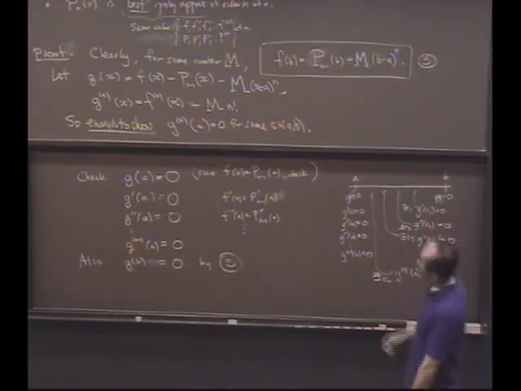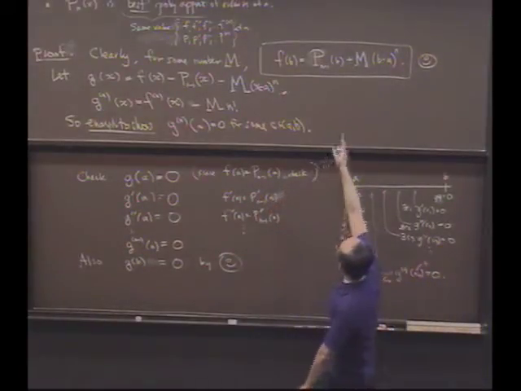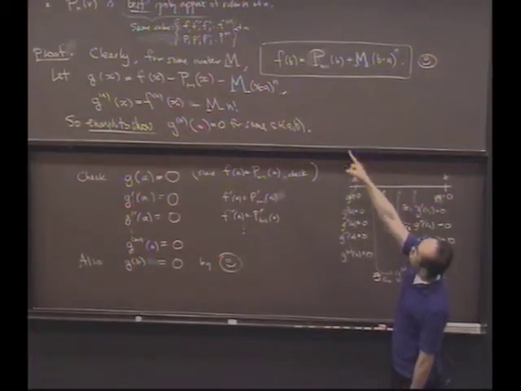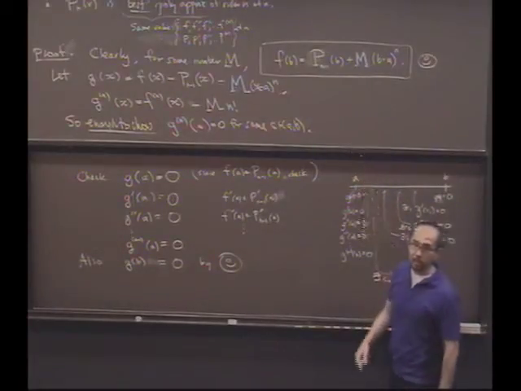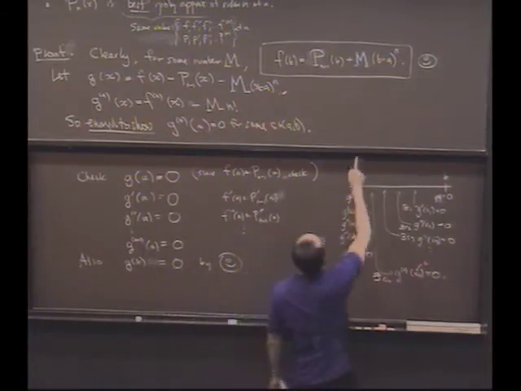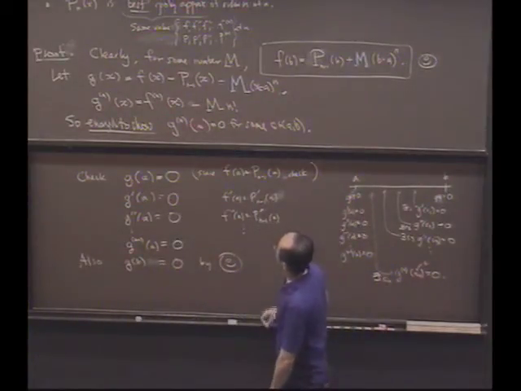So I can plug this back into the starred equation, and now it is true. Here you can view B as the point I'm interested in, so B here is playing the role of this x. You want to know what f of B is in relation to P_{n-1} of B, and that's where the starred equation finishes the argument.